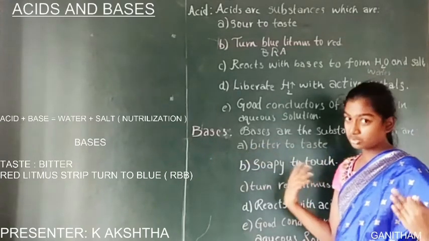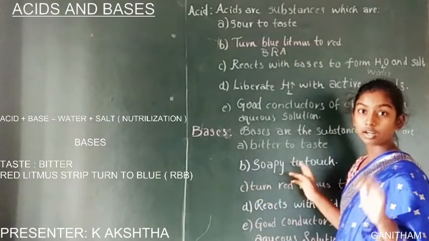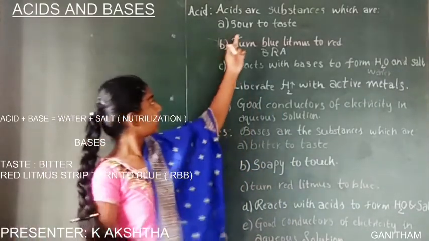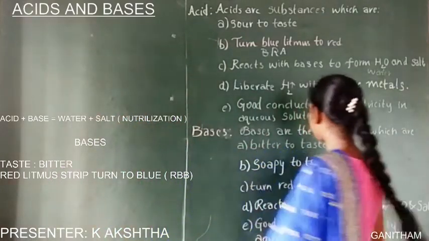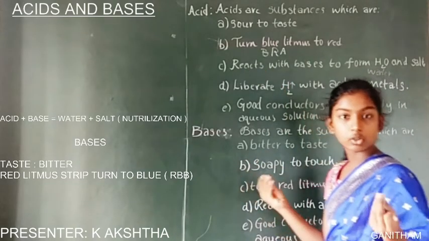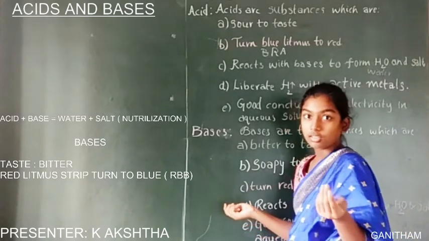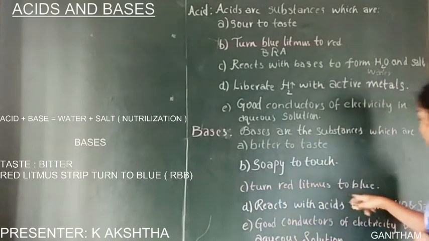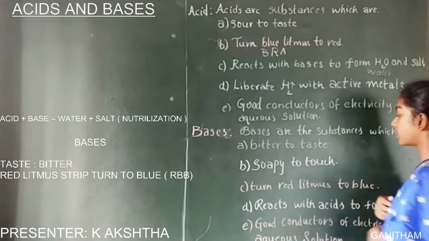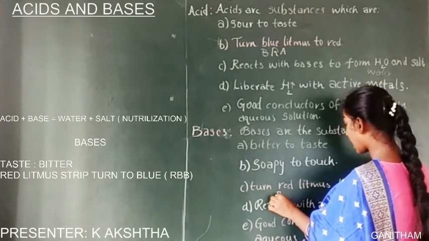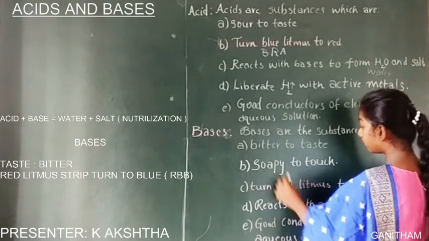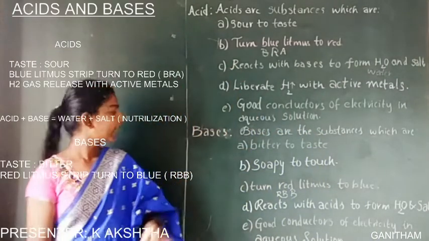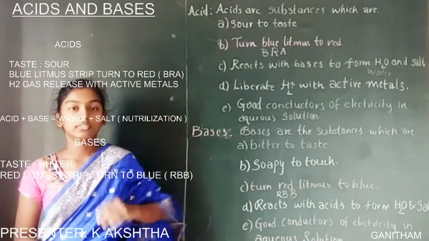What is the first thing? Bitter to taste here, sour to taste there. Sour and bitter are not really opposites, but in learning acids and bases, think of them as opposites. Sour is opposite to bitter. And then, soapy to touch. Here they didn't say how acids look or feel, because if we touch any acid, it will be harmful for us. Please don't try that. And the third one, bases turn red litmus to blue. So what you have to remember is R, blue, B, RBB. Here BRA and RBB. Very simple. You have to remember these, and definitely we will get marks.